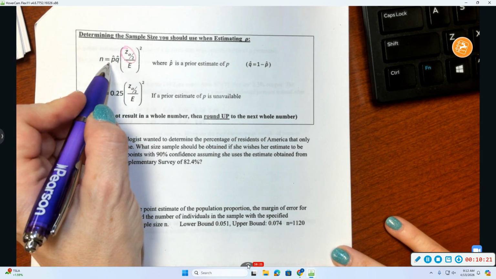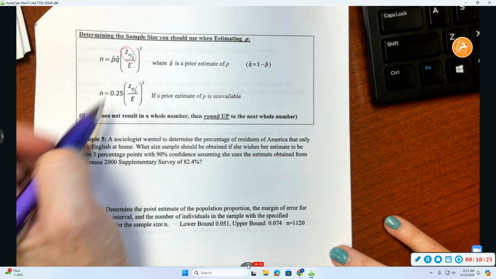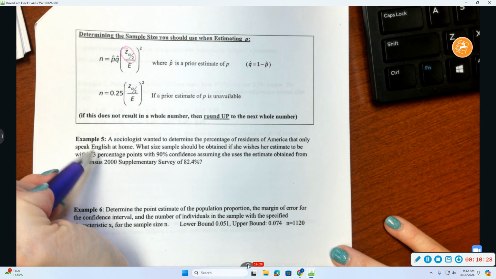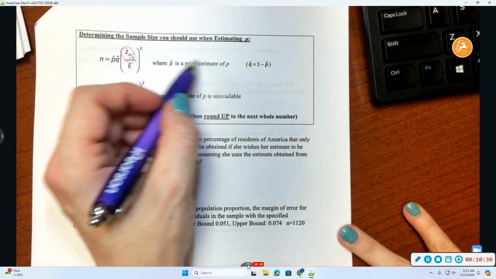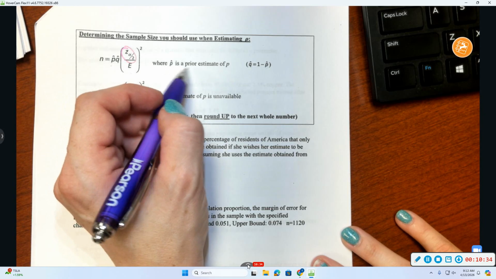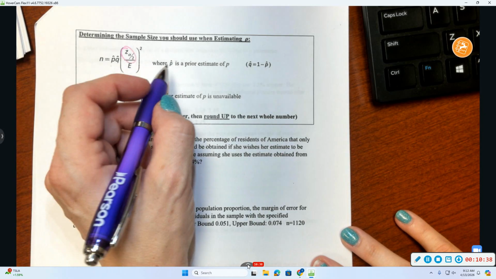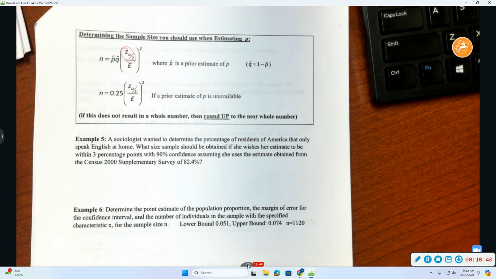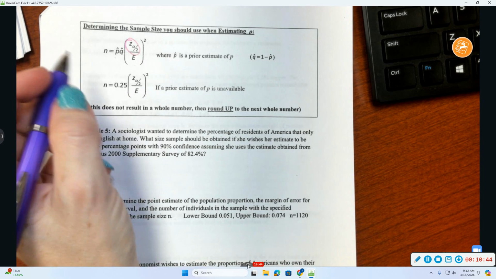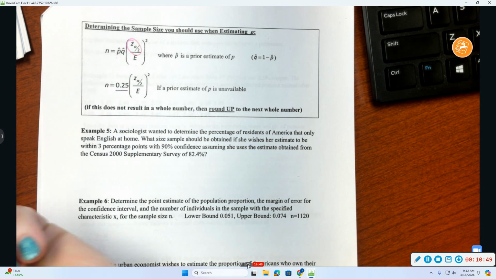If you're given P and Q, that's great, and E is your margin of error. Then we want to know what our sample size could be. P is your prior estimate, or a P hat, and Q is always 1 minus P, or Q hat. Now, if you do not know P and Q and they're not given to you, then you're going to use 0.25.